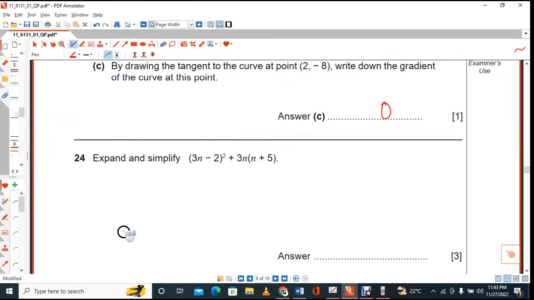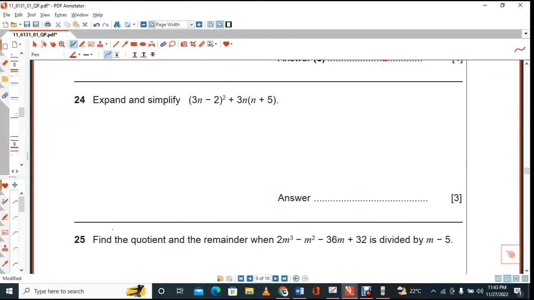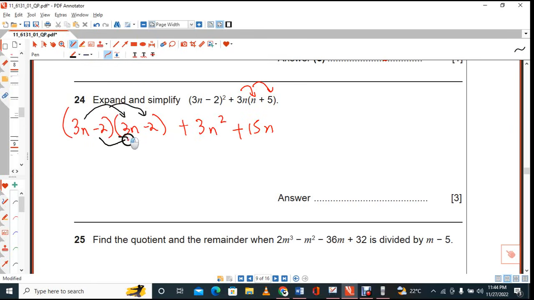Right, so question 24, we are supposed to expand, and after expanding, we simplify. So 3n minus 2 should be multiplied by itself. And of course, we can do this one here. That is going to be 3n squared plus 15n. So we can go ahead and we can multiply this binomial here. And I hope you know how to do that.